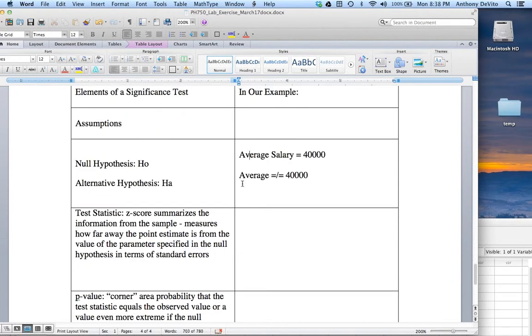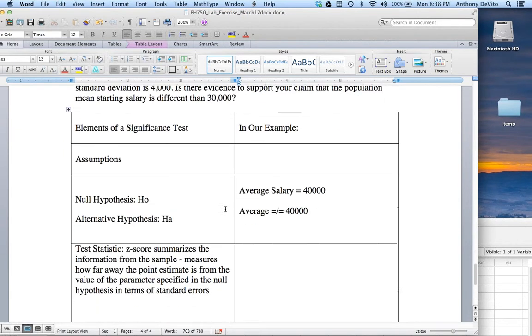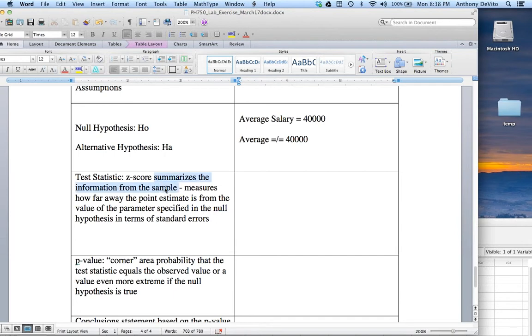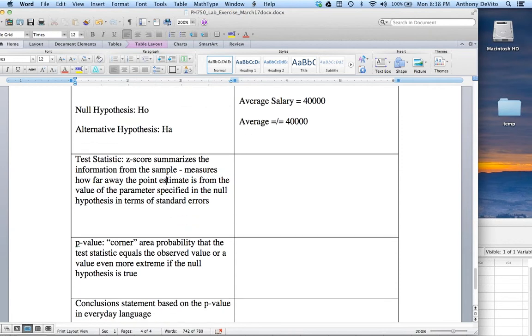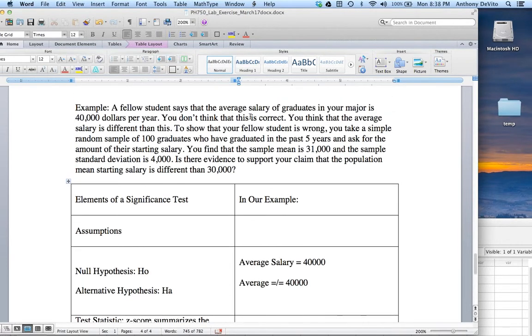Okay, all right. So now we're going to calculate our test statistic. Our test statistic is going to be how far away from the estimate the value of the parameter specified in the null hypothesis is, in terms of standard error. So what would be our standard error here? Do we have an idea of what the standard deviation of either of these populations is? No, we don't, but we have the standard deviation of the sample.